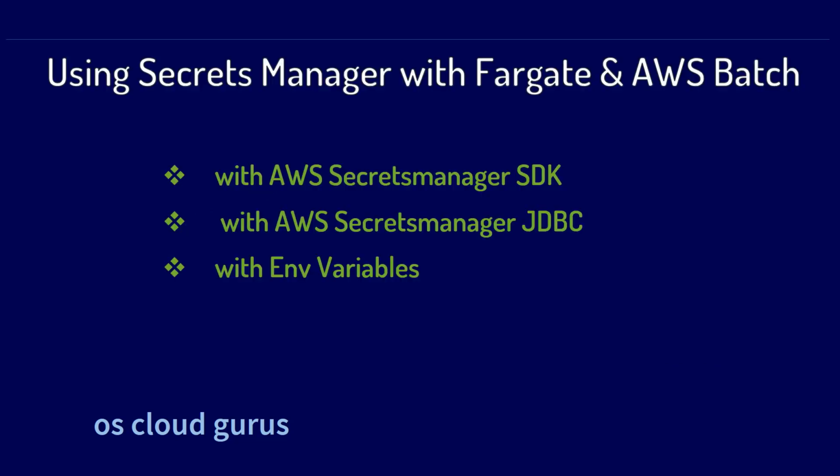AWS Batch service. There are three ways how you can actually do this. The first way is using the AWS Secrets Manager SDK. The second way is the AWS Secrets Manager JDBC library, which is also going to work, and the easiest way, or also the way I would recommend, is using environment variables in your service or in your tasks or batch jobs, and we're going to see all of these three ways how to do this.